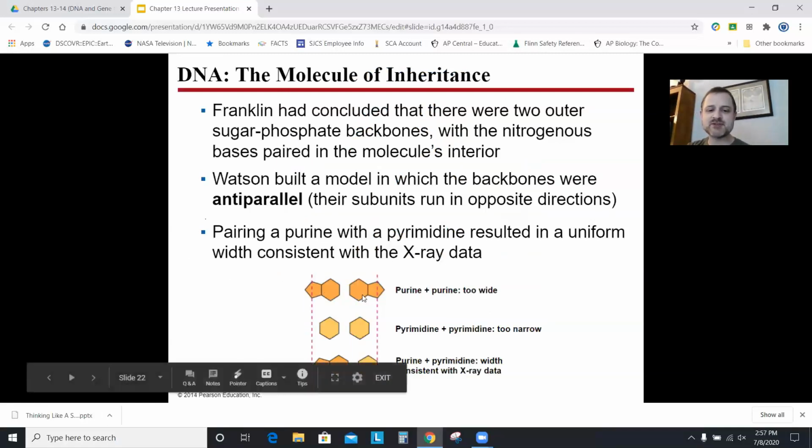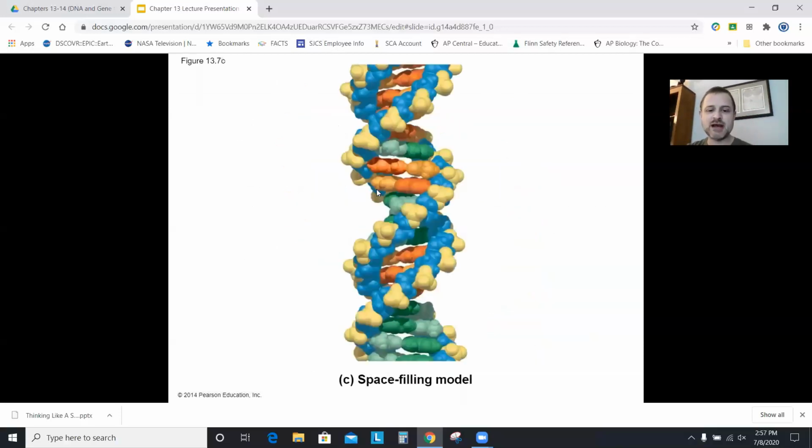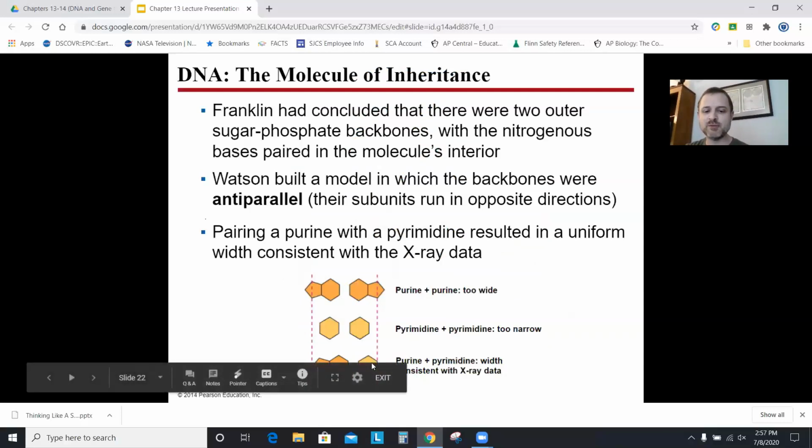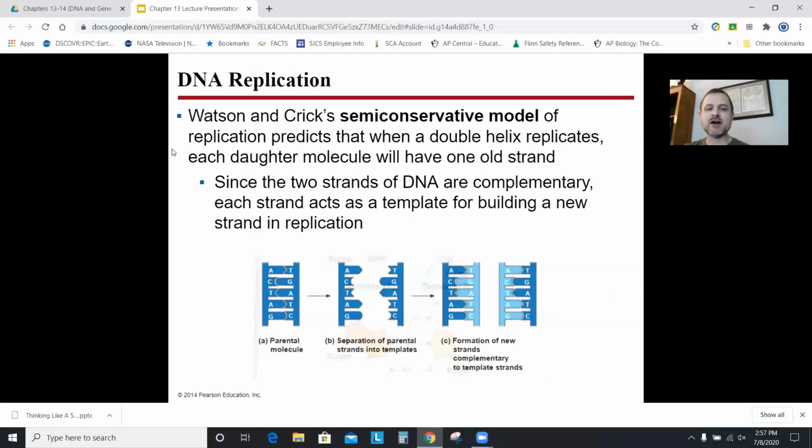The 2 big bases are called purines. The small ones are called pyrimidines. They figure out that to have uniform spacing, so the helix doesn't bow out or get pushed in, you have to have 1 purine and 1 pyrimidine, so an A and a T or a G and a C. So they use Chargaff's rules to figure that out. Yep. They also figure out how DNA replicates.